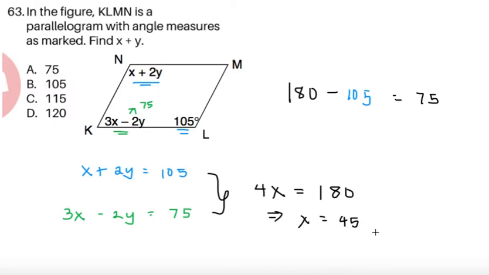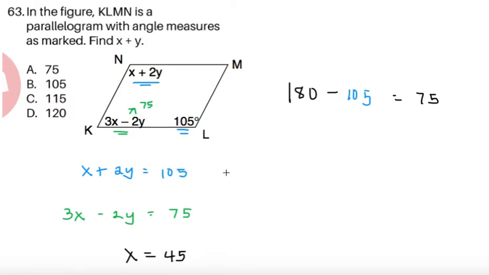So we're done with getting x, so what we need next is the value of y. Let me just put here x equals 45. Now if x is 45, let's just use the first equation. I'll have 45 plus 2y equals 105. Now I'll get 2y equals, subtracting 45 from both sides, 105 minus 45, which gives me 60. And all I have to do is divide both sides by 2. So y equals 30.